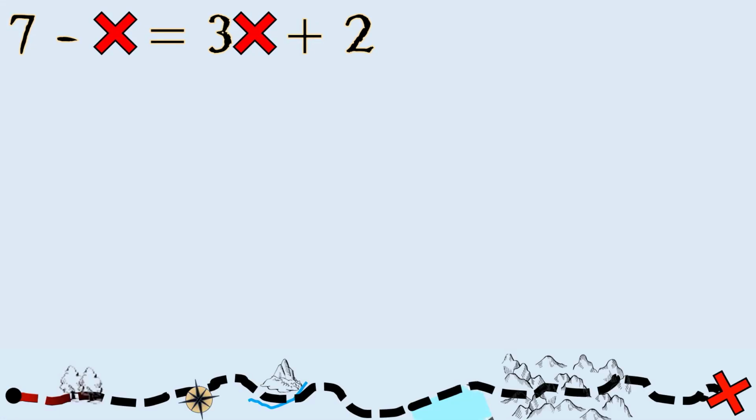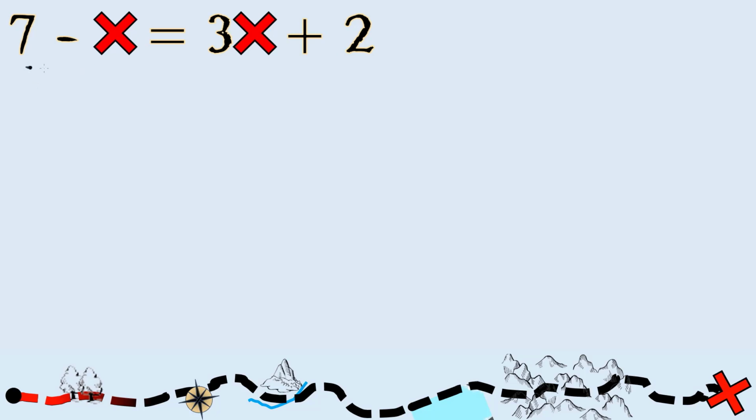Let's solve for the unknown of this given equation. We have 7 minus x is equal to 3x plus 2. Take note that both sides contain the unknown and both sides also have a constant. So we have multiple methods to isolate the unknown on one side of the equation. I might present two methods here, but ultimately if you follow the correct processes, you will end up with the same result.